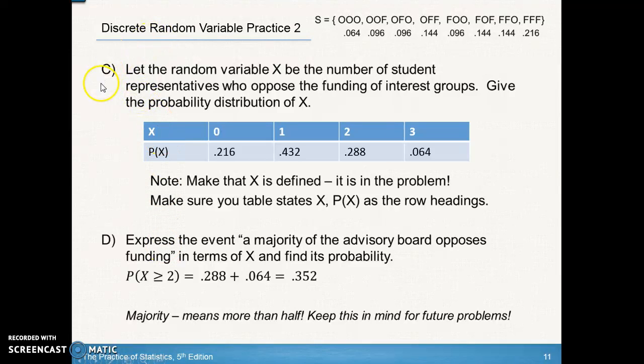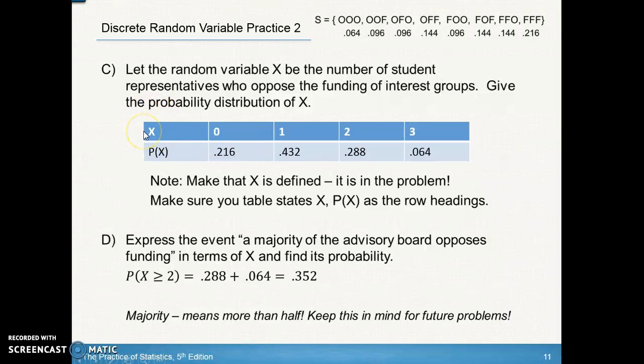Okay, so let's just take a look at how we created the probability distribution after taking a look at all of the possibilities that can happen and all of the various probabilities. All right, so just remember we defined the random variable x to be the number of student representatives who oppose the funding of the interest groups. So now when we create the probability distribution table, we know that x is defined.